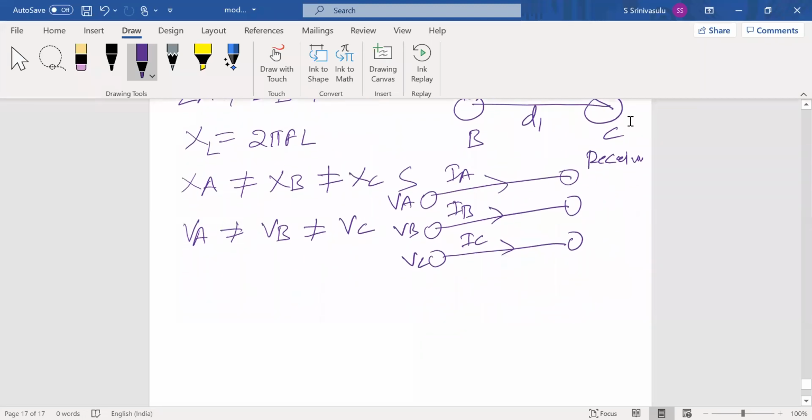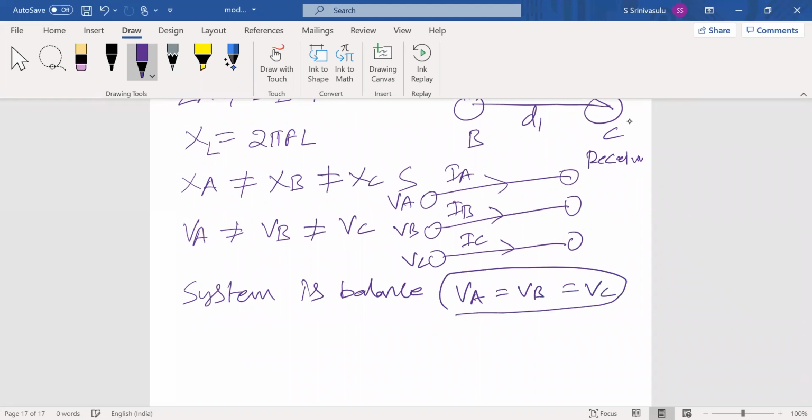What does a balanced condition mean? The per phase voltages should be equal. When the system is balanced, VA equals VB equals VC. They may not be exactly equal, but within a regulation value of plus or minus 6% it may be okay. But due to unsymmetrical spacing of the conductors, there is a huge change in each phase voltage. Due to that, an unbalance takes place at the receiving end side.